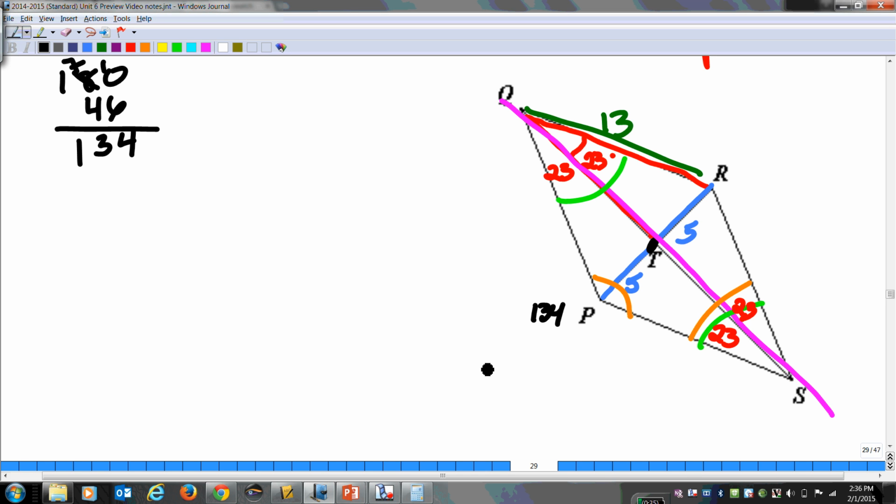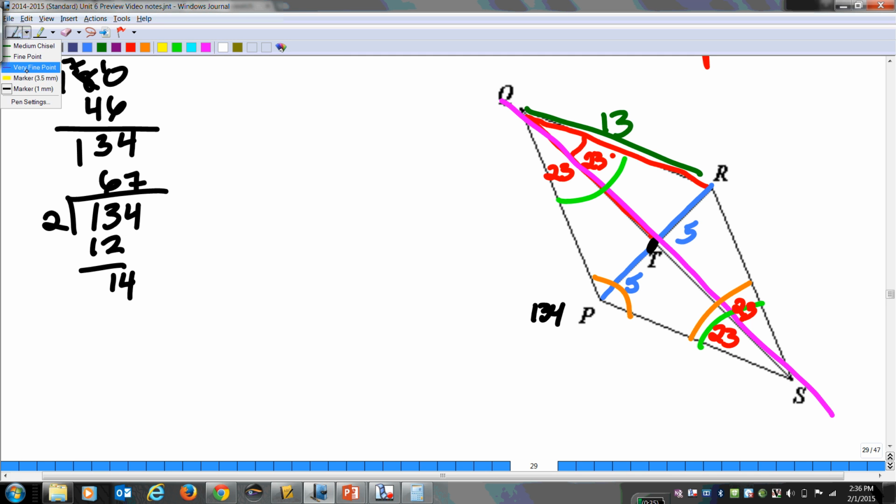We're going to divide that by 2 because the diagonals bisect. And we get these two angles, which are going to be 67 and 67. And then the angles in the middle, which are absolutely the most important, is that fact that we have right angles here. Okay, so we have found all the angles.